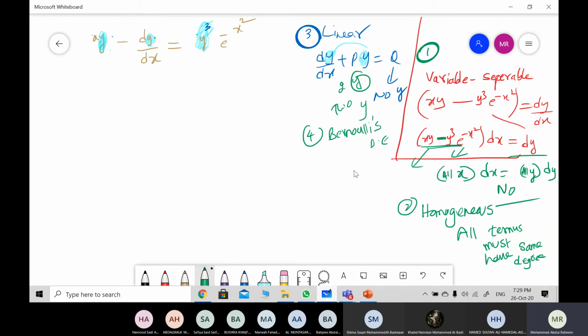And also we discuss exact. Is it exact? No. This is M, and N is only -1. If we take the partial derivatives, they are different, so this is not 0. So not exact also. So the only option is Bernoulli. Like this. Okay.